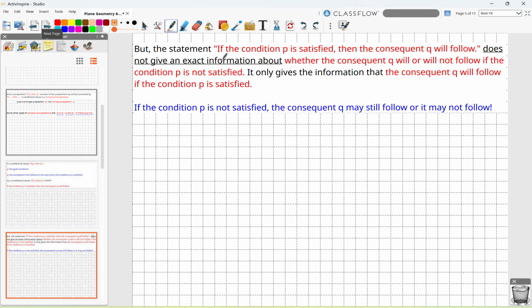We should be careful about something. The statement that if the condition P is satisfied, that means if P, then the consequent Q will follow, does not give us exact information about whether the consequent Q will or will not follow if the condition P is not satisfied. This sentence only gives us the information that the consequent Q will follow if the condition P is satisfied. But what happens if the condition P is not satisfied? What can I say about the consequent? In this case, if the condition P is not satisfied, the consequent Q may still follow or it may not follow.